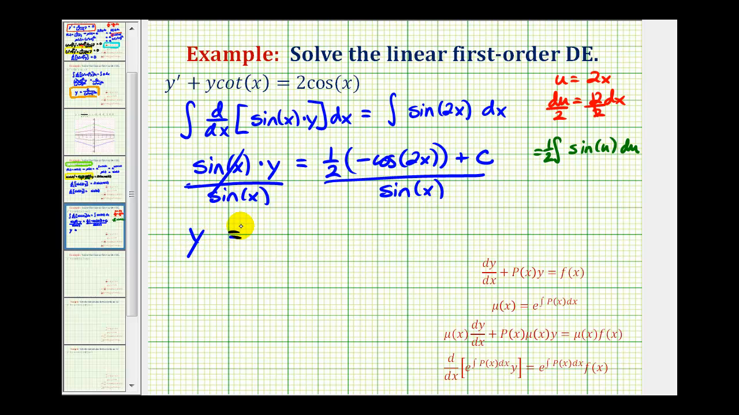Let's be careful on the right side. We're dividing both of these terms by sine x. So for this first quotient, notice how we're going to have a negative cosine 2x. This 2 here is going to join the sine x in the denominator. And then we're going to have plus the constant divided by sine x. We could write this as c times cosecant x as well, but we'll go ahead and leave it in this form.